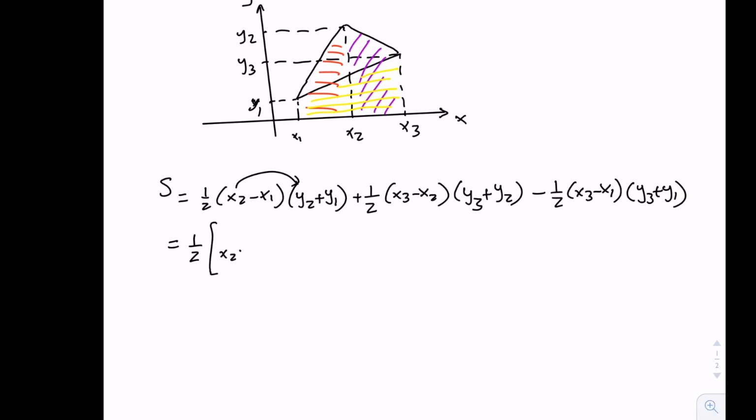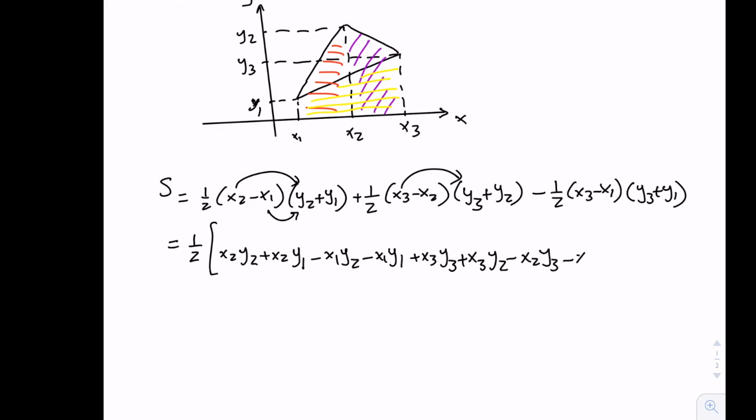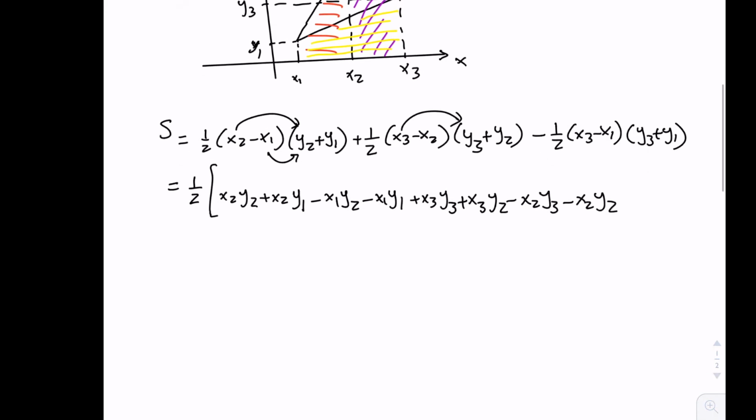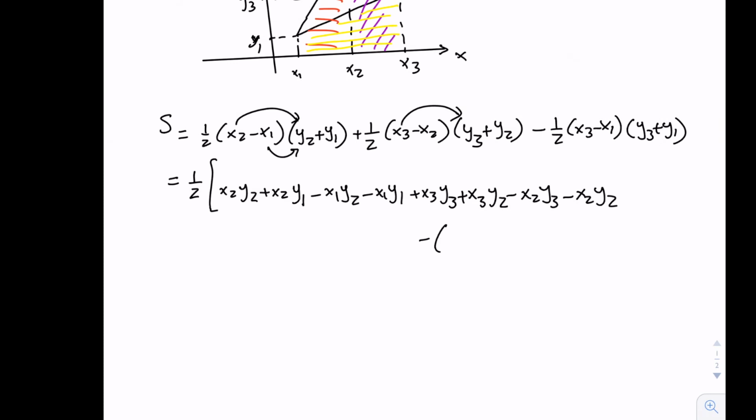x2 y2 plus x2 y1, and then minus x1 y2 minus x1 y1, plus x3 y3 plus x3 y2 minus x2 y3 minus x2 y2, and then minus x3 y3 plus x3 y1 minus x1 y3 minus x1 y1.